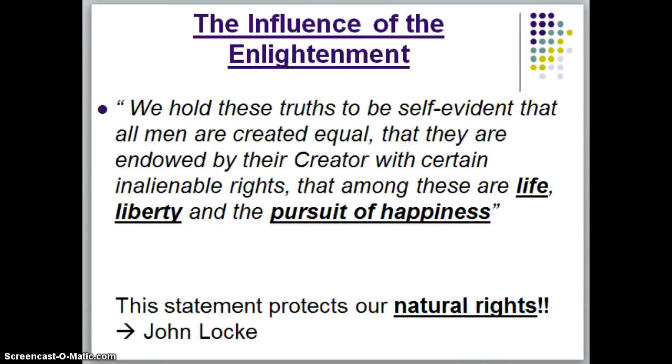All right, so the influence of the Enlightenment. So there's a quote. It says, "We hold these truths to be self-evident, that all men are created equal, that they are endowed by their Creator with certain inalienable rights, that among these are life, liberty, and the pursuit of happiness." And this statement is protecting our natural rights, and that was influenced by John Locke.